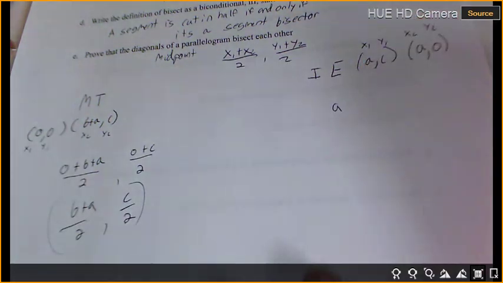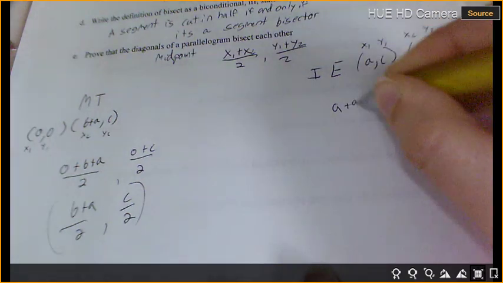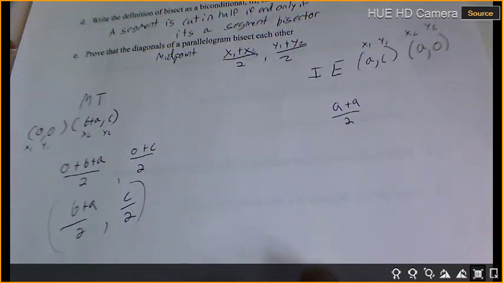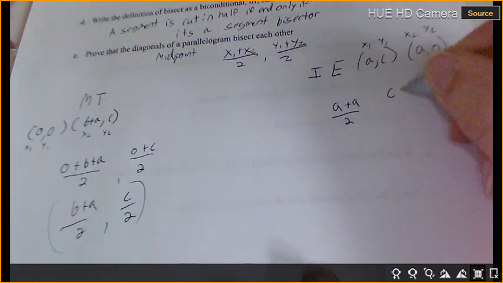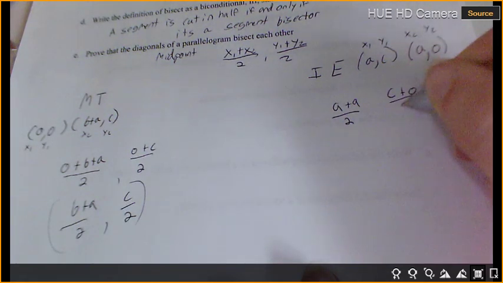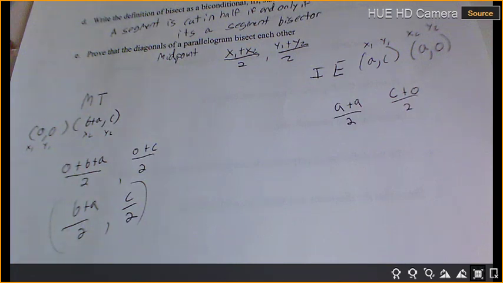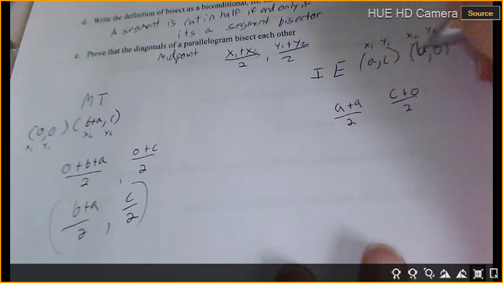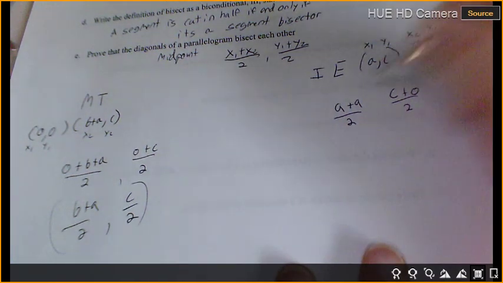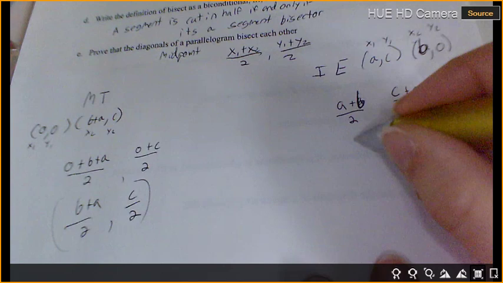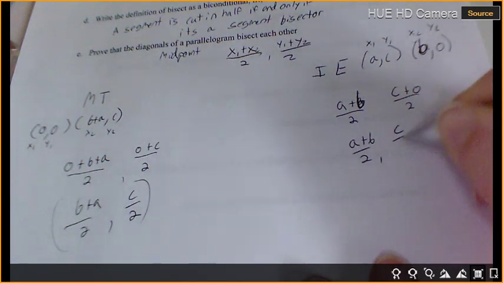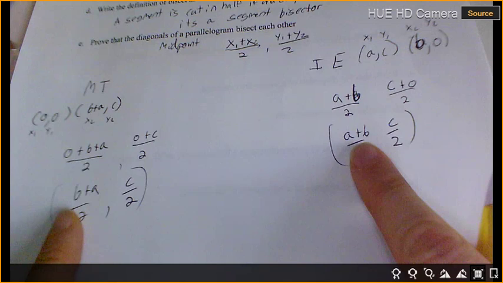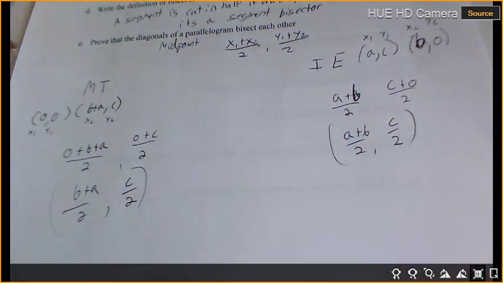A plus A divided by 2, and C plus 0 divided by 2. Oh, this should be B, 0, excuse me, not A, 0. That's my fault. Okay, so we get A plus B divided by 2 and C divided by 2. So they are the same because A plus B is the same as B plus A. So they do bisect each other.